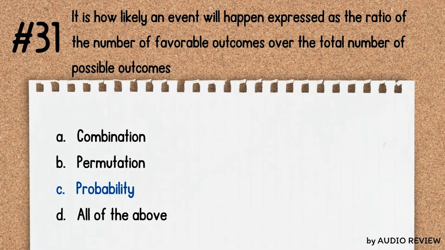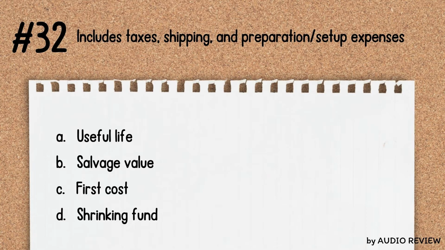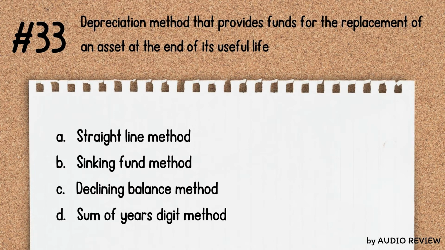Probability. Question number 32. Includes taxes, shipping, and preparation/setup expenses. A. Useful life. B. Salvage value. C. First cost. D. Shrinking fund. The answer? It's C. First cost. First cost. Includes taxes, shipping, and preparation/setup expenses. First cost.